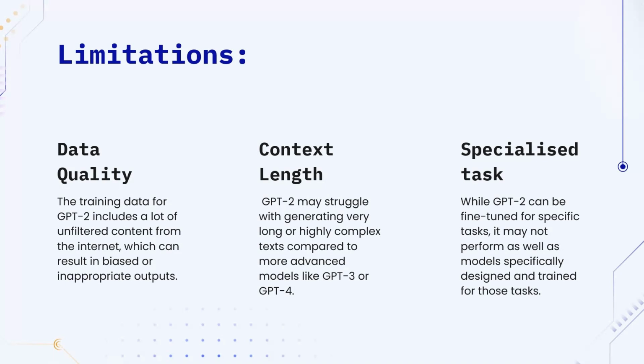And the next limitation is specialized tasks. While GPT-2 can be fine-tuned for specific tasks, it may not perform as well as models specifically designed and trained for those tasks. Because primarily, this particular model was generated for text generation and guessing the next word in the sentence. So these are some of the limitations that we need to be aware of before making the decision to utilize this particular model in our existing applications and codes.